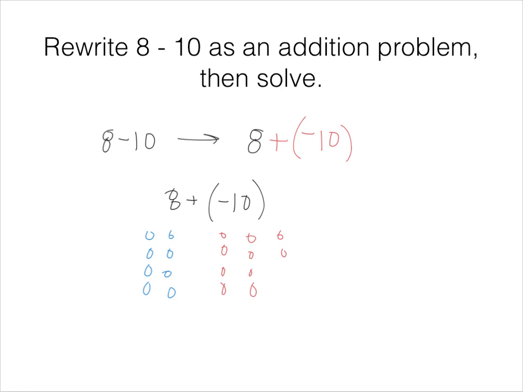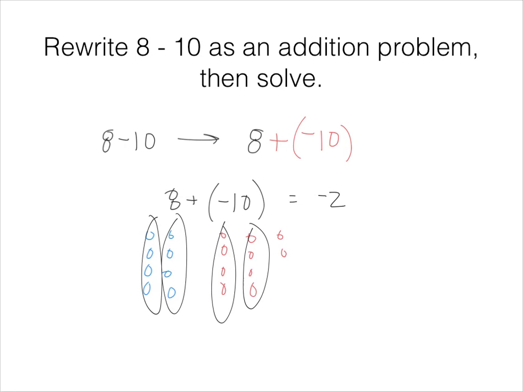Okay, now I'm canceling. So I have a group of 4. They fight with those guys. This group of 4 fights with these guys. Now, all my positives are gone. I have 2 reds, or 2 negatives, left. So I have a negative 2 as my answer.